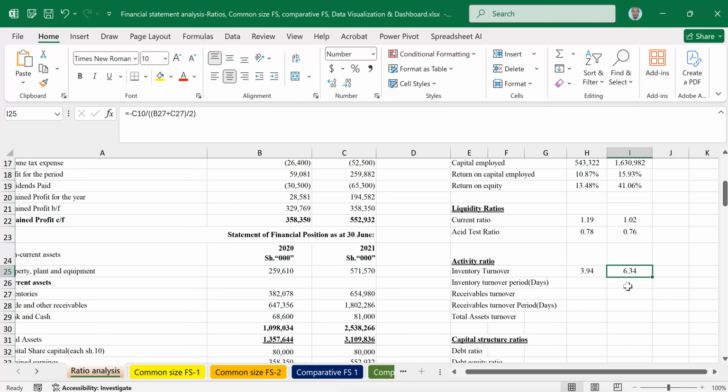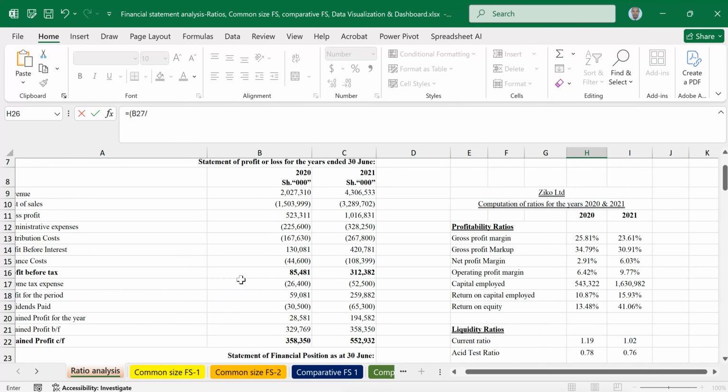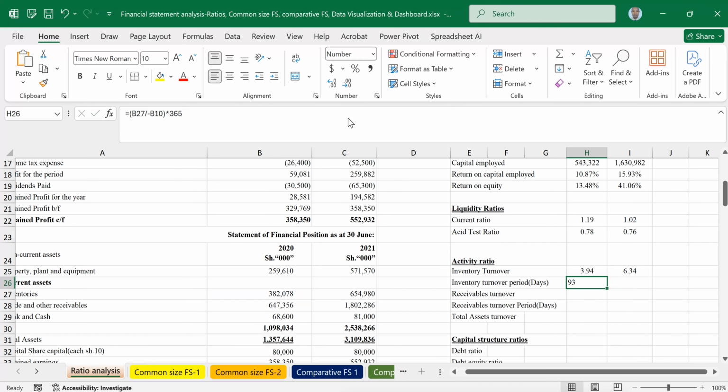Now, on to the inventory turnover period. That will be equal sign. It should be average inventory, and for 2020 you only have one inventory. Open bracket, then take the inventory, divide with the negative cost of sale. So click on the cost of sale, negative cost of sale, then close bracket. Multiply that with, I'm assuming, 365 days. So assume 365 days and you enter. That will give you 93 days.